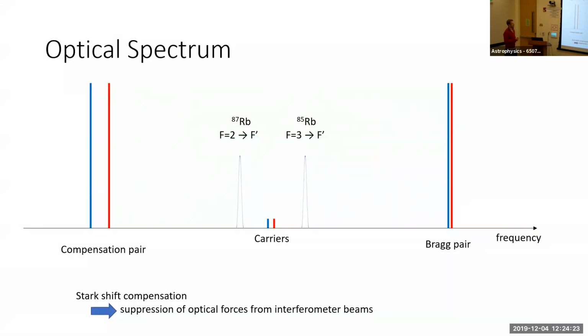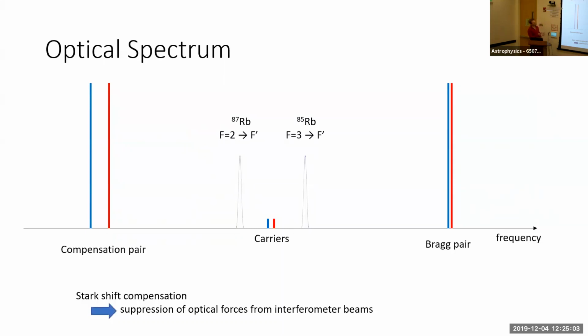So when we apply our laser pulses, specifically the Bragg pairs for doing the interferometer transitions, they will see very similar forces. A very important thing is that we also add a compensation pair. So we basically add frequency components that do not drive transitions, but apply opposite optical forces to the Bragg pair. For all the pulses that are off resonance, you can reduce the optical forces by a lot.